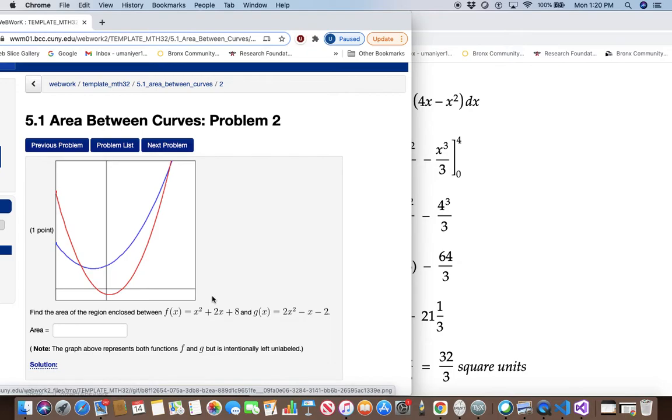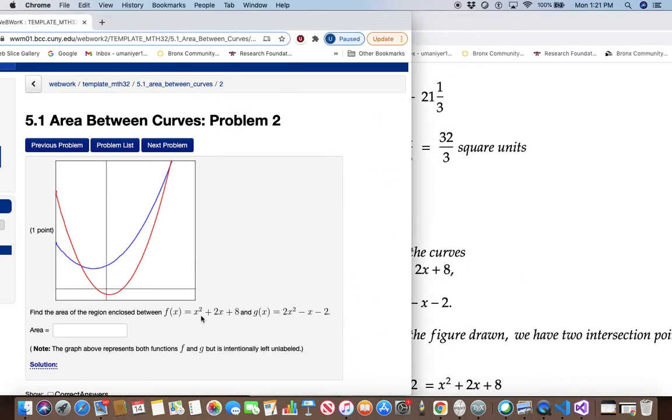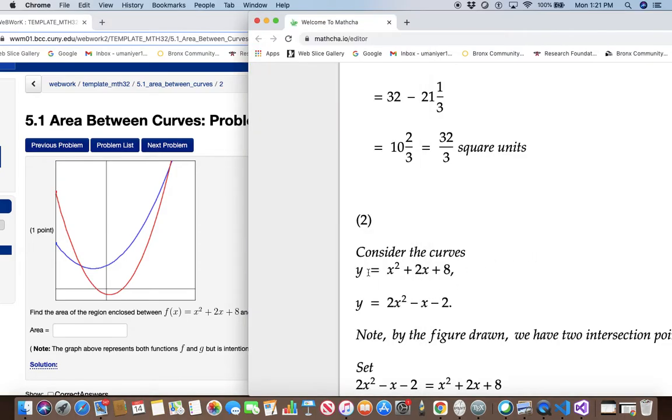So basically we need to find out which one is the blue one, that's the higher curve, and the red one is the lower one. So before we understand that, we need to find out the intersection points. All right. So the two curves in question are x squared plus 2x plus 8 and 2x squared minus x minus 2. y equals this and y equals this.